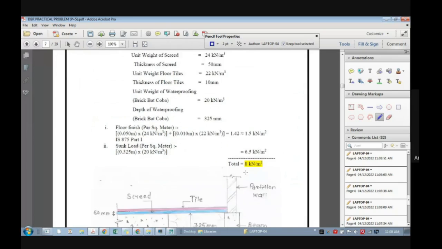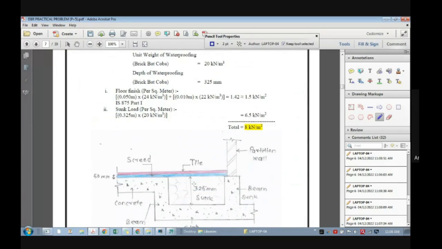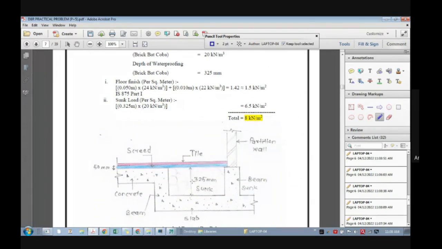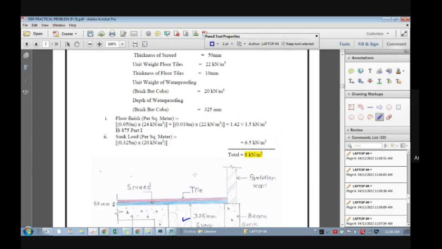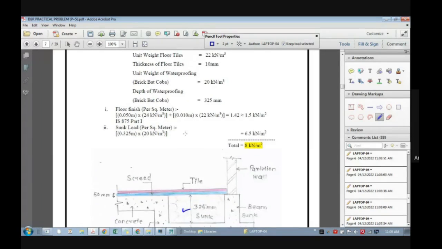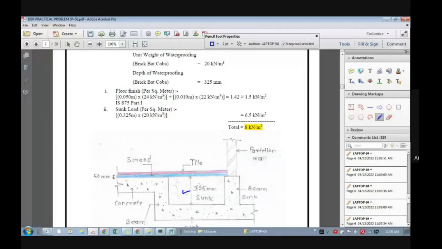Now in dead load, there are other loads. Whenever there are toilets, you know that there is a sunk in the toilet. So for calculation of the dead load in the sunk, you should also add the weight of the sunk. So there will be sunk load plus screed load and tile load. In this case, the only addition is sunk load. What do we fill in the sunk? Brick bat, because there is brick bat waterproofing, right? Cinder. Yeah. So we can take the density of this material as that of bricks.